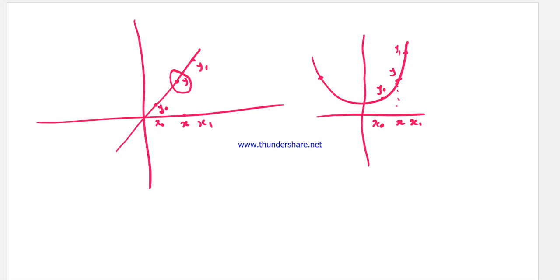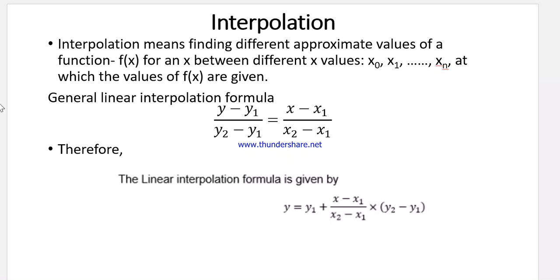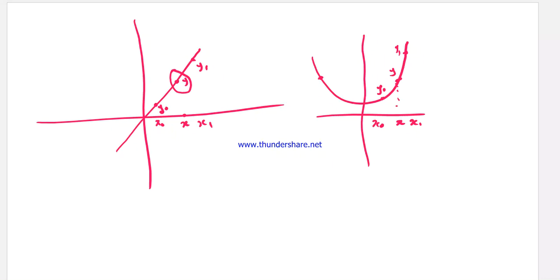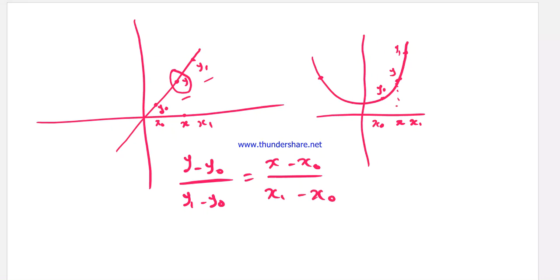For a straight line, often we use a linear interpolation, whereby we can say our y, which is this point, y minus y naught over y1 minus y naught equals x minus x naught all over x1 minus x naught. This is a linear interpolation.